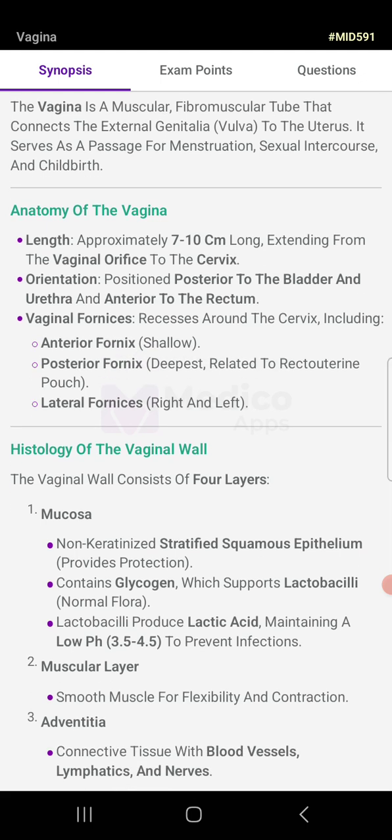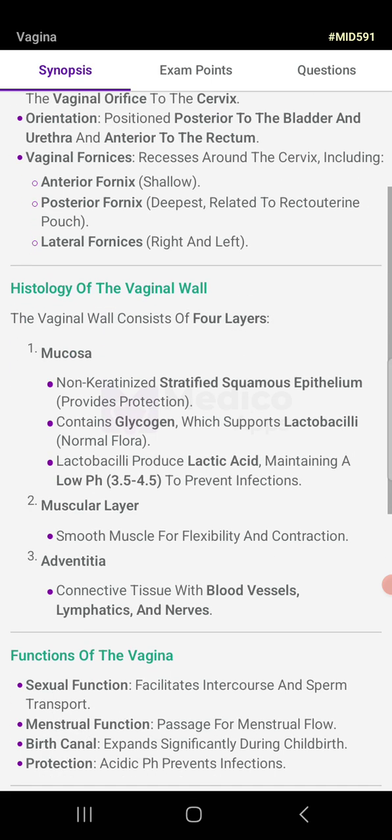Orientation. Positioned posterior to the bladder and urethra and anterior to the rectum. Vaginal fornices. This is around the cervix, including the anterior fornix, shallow, posterior fornix, deepest, related to the recto-uterine pouch. Lateral fornices, right and the left.